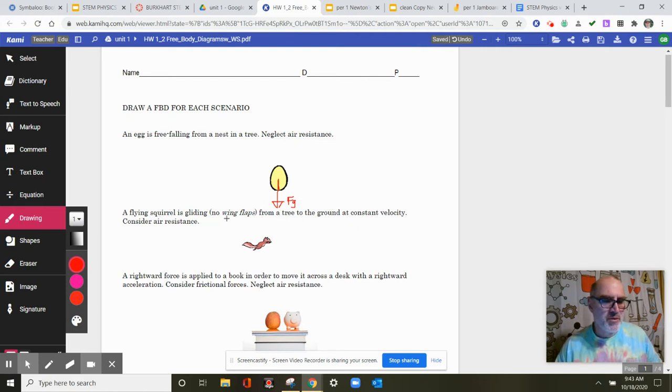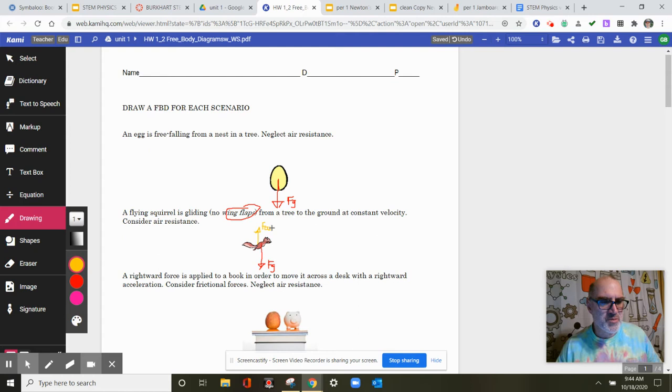Now we have a flying squirrel, no wing flaps, going from a tree to the ground. All right, so what's happening here? Well, gravity's pulling this squirrel down. And what else is happening? There's air lifting up. The squirrel is being lifted up by some air resistance as it sails.